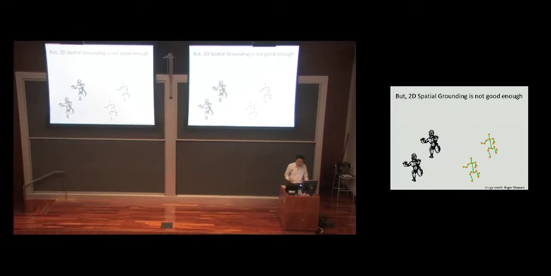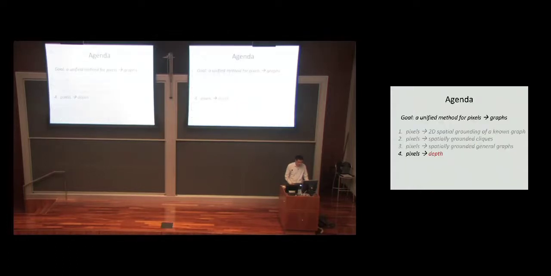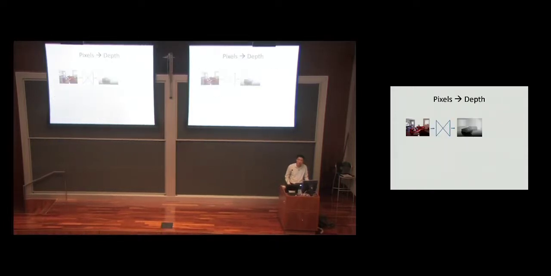For example, consider this well-known case. Here you have two figures. If you do multi-person pose estimation, you're going to get two poses that are exactly the same. And you're not going to get the story that a big monster is chasing a small monster. So here, we'd like to lift our 2D grounding into 3D. And the most general way of doing this is to assign a depth value for each pixel. And this turns out to be just yet another image-to-image problem, right?